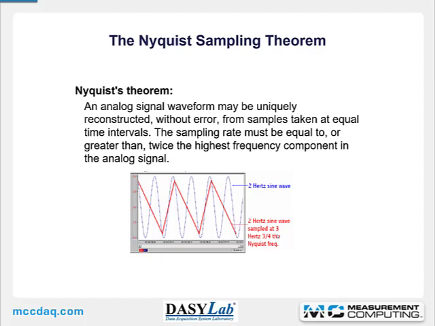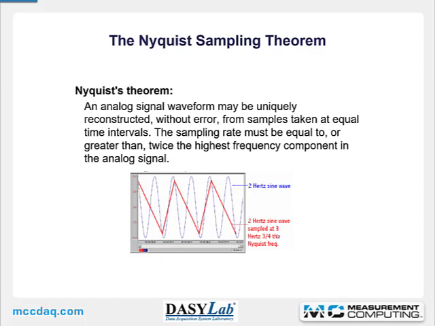The Nyquist theorem says that an analog signal waveform may be uniquely reconstructed without error from samples taken at equal time intervals. The sampling interval, or the sampling rate, must be equal to or greater than twice the highest frequency component in the analog signal.